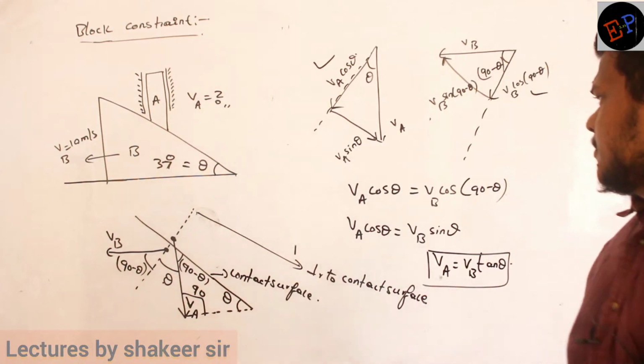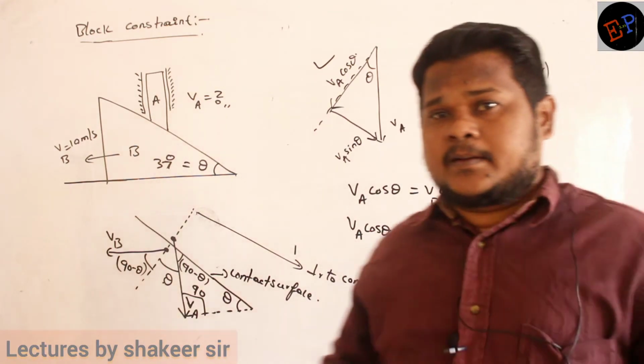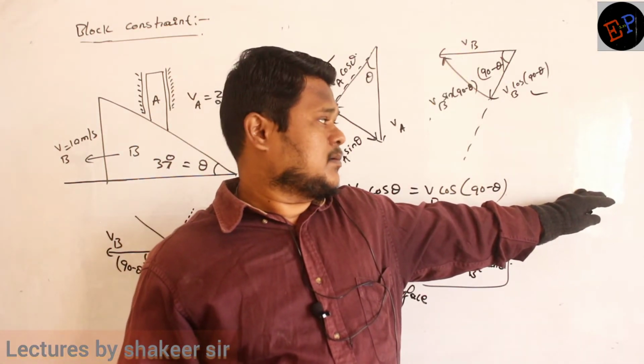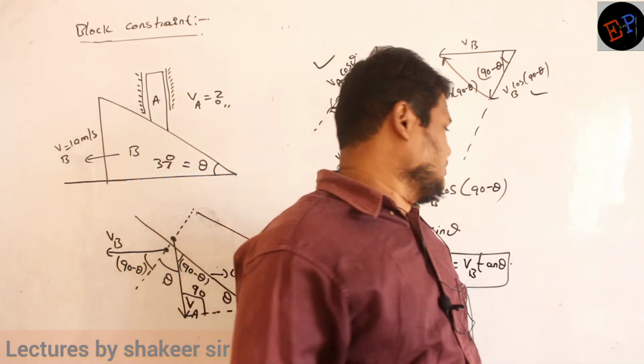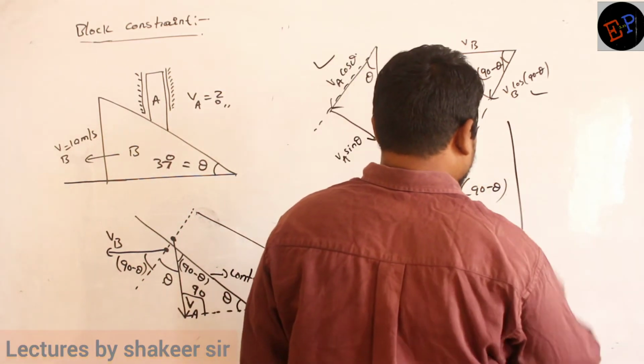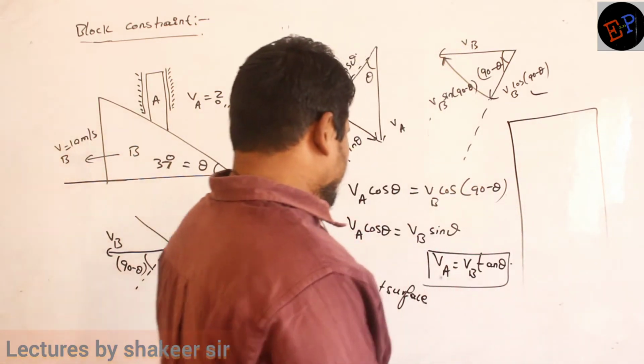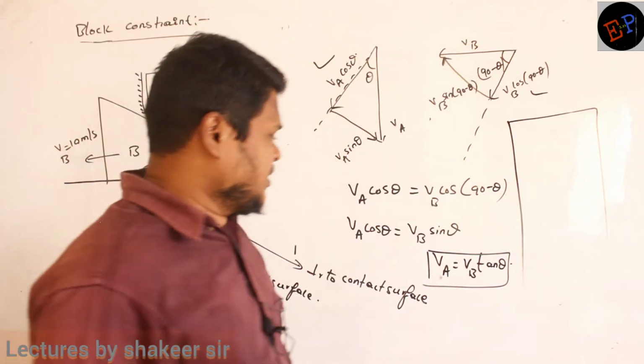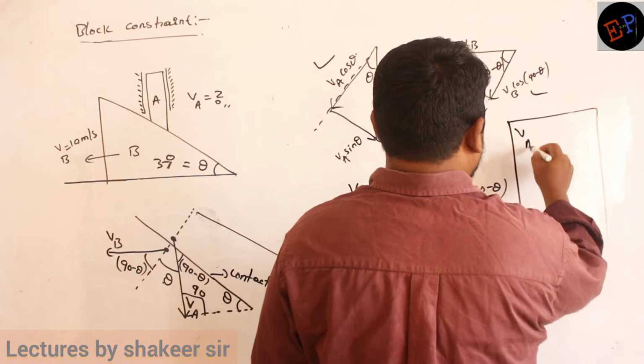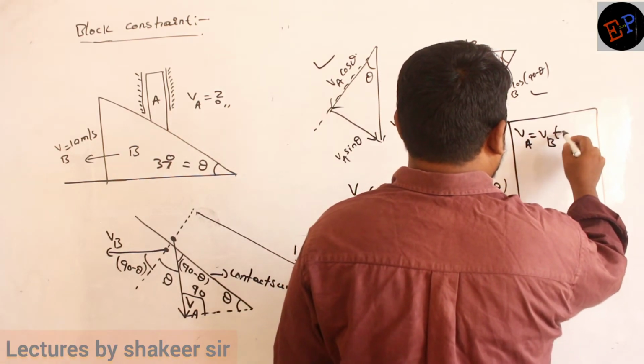What is the velocity of VA? Shall I do here? No, I will do here. Clear? Let us see. So VA is equal to VB tan theta. So VA is equal to VB tan theta.